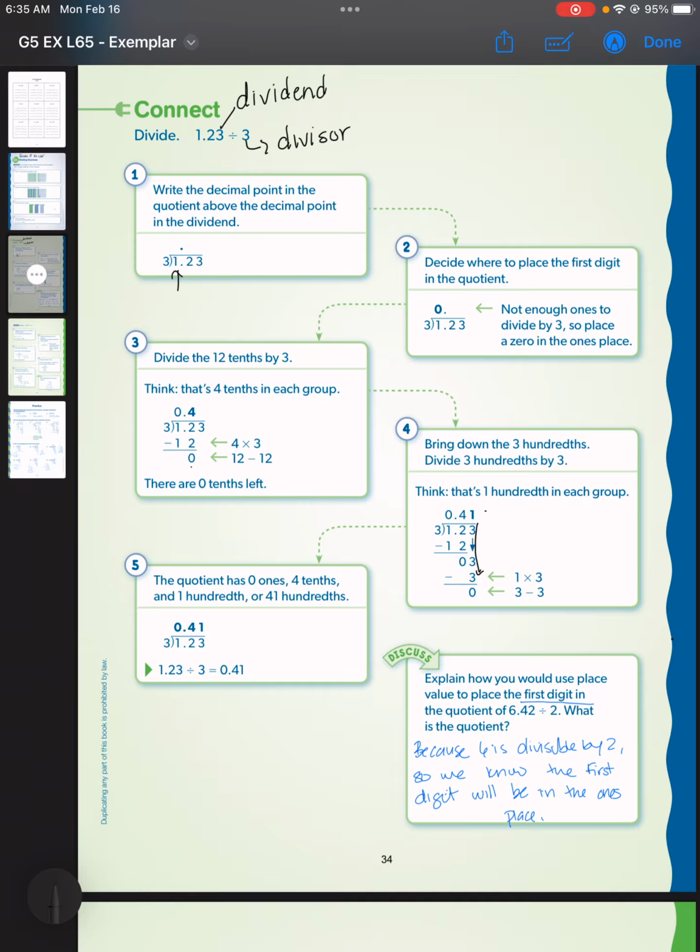So when they get to the discussion question, it might be helpful for students to set the problem up. I know that 6 42/100ths is my dividend, so that's going in the house. And I'm going to ask myself, are there enough ones to divide by 2? And the answer is yes. So my first digit is going to go in the ones place.